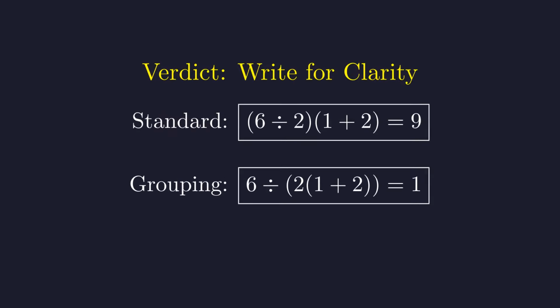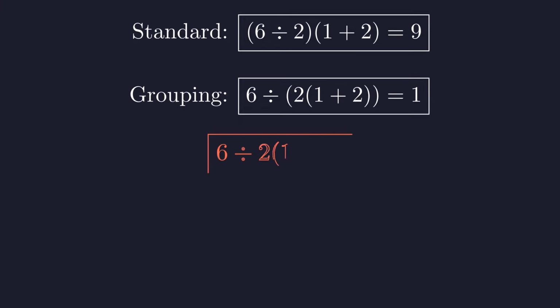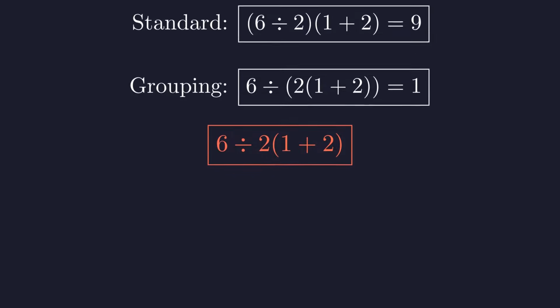So who's right? Actually, the person who wrote this problem is wrong. Technically, it's 9, but the notation is so ambiguous that it practically begs for the other interpretation. Math should communicate clearly. This expression fails spectacularly.